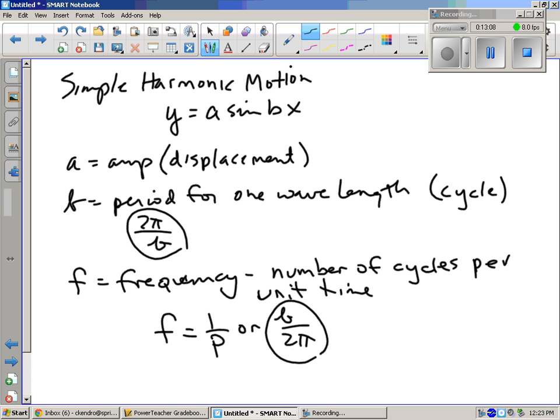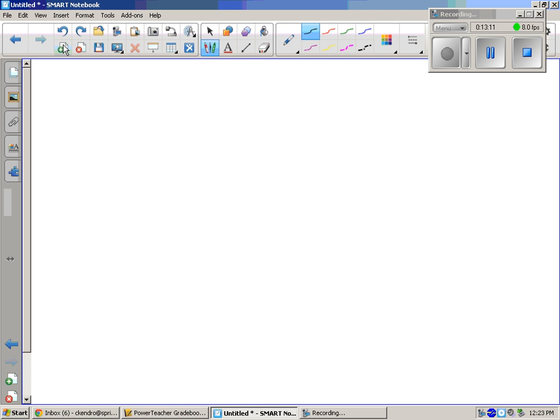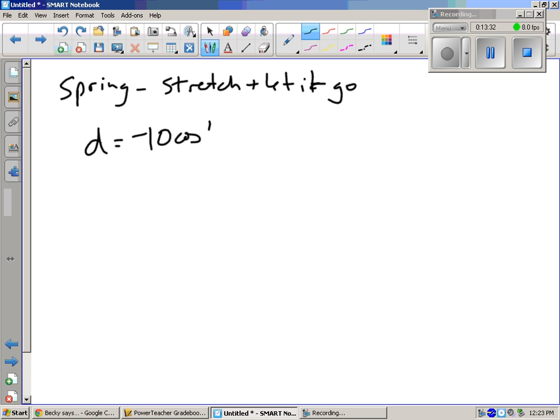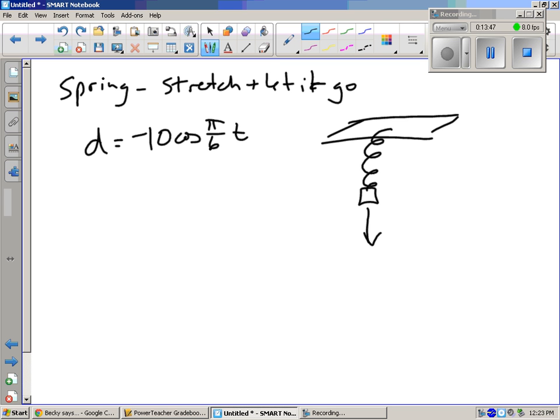Okay, now let's do one simple question with this. I want to figure out the equation, or draw the graph. If I have a spring attached to the ceiling and I stretch it and let it go. All right, I want to know the equation. Well, I'm giving you the equation, -10 cosine pi over 6t. I want to be able to draw that graph. So let's think about this. Here's a piece of ceiling tile. We got a spring. I'm going to stretch it down and then let it go. So it's going to go up and down, up and down, up and down.